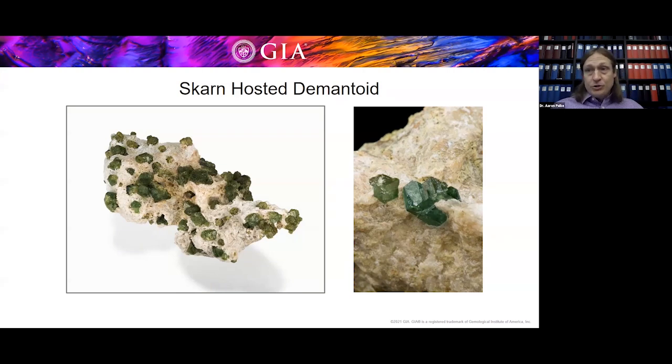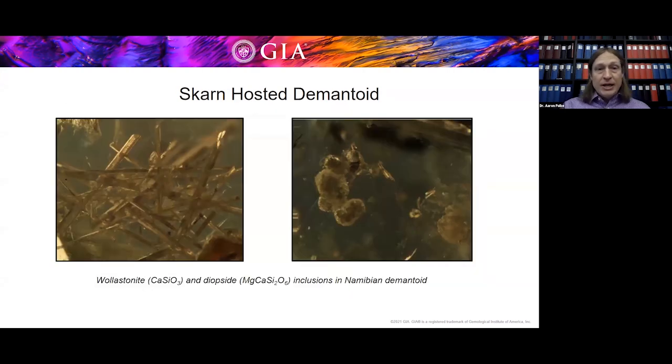And in the next slide, we'll show you some of the other types of inclusions you might see along with those in these conditions of skarn formation. So in a skarn, you might form a lot of wollastonite. Wollastonite is a calcium silicate mineral that's shown on the left in the photomicrograph, these blades of wollastonite stuck in this skarn-hosted demantoid from Namibia.